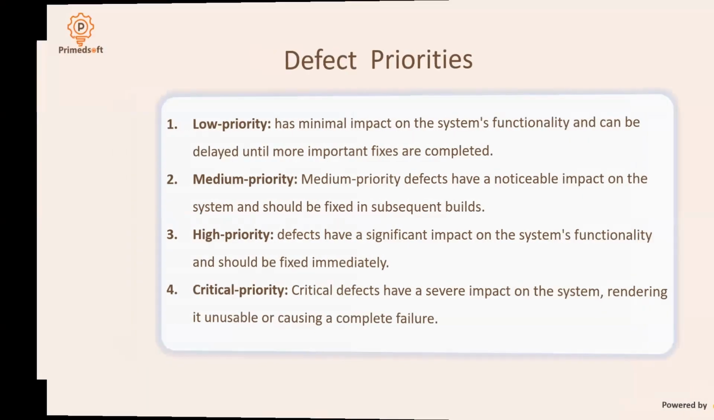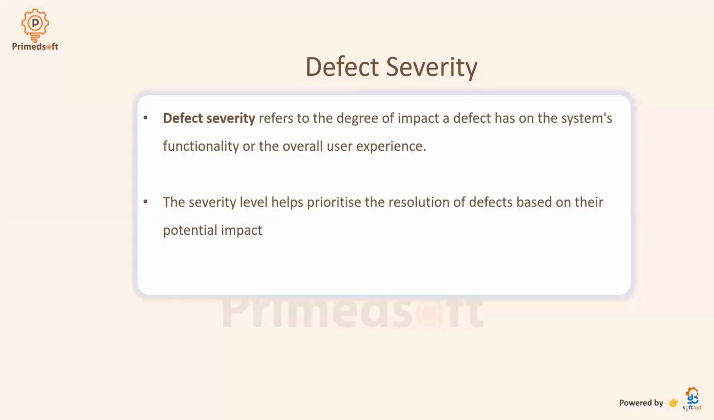So now after that, we'll go to defect severity. Defect severity refers to the degree of impact a defect has on a system functionality or the overall user experience. The severity level helps prioritize the resolution of defects based on their potential impact. They sound like two different things, but they are interrelated. They depend on each other. If the priority is high, that means the severity will be high. The impact that it has on the system is high.